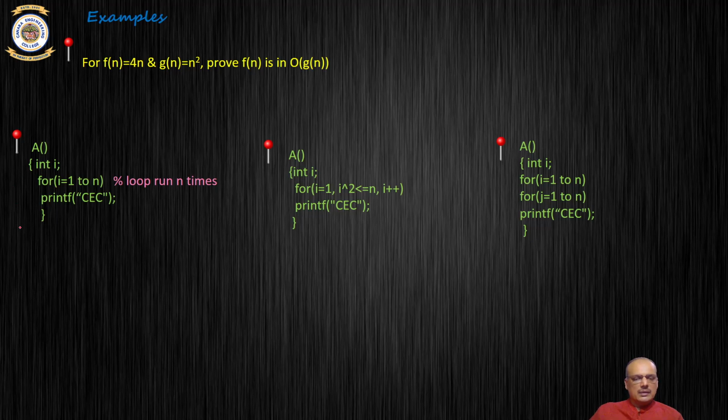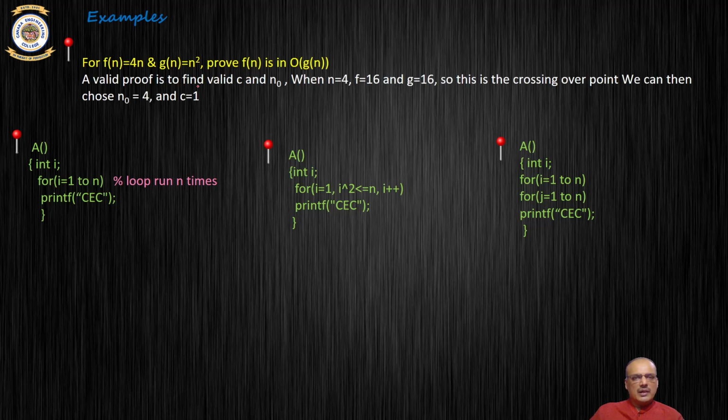Okay, so let's look into some examples so that it might give you further clarity on the big O notation. Say f of n is equal to 4n and g of n is equal to n square. Prove that f of n is O of g of n. The valid proof is to find n naught and c so that it actually happens. So when n is equal to 4, f becomes 16 and g becomes 16. So that is the crossover point. So n naught will be 4.